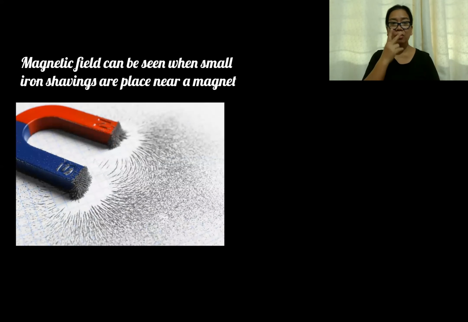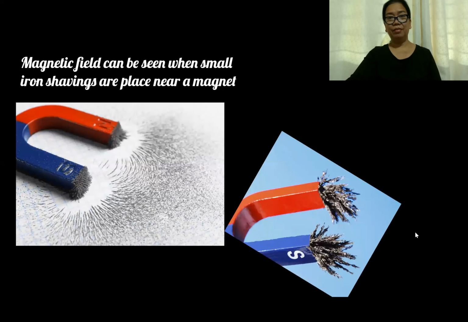Magnetic field. Look at the picture. When you use a magnet, even the smallest iron shavings will be attracted to the magnet. Okay, you try doing that.